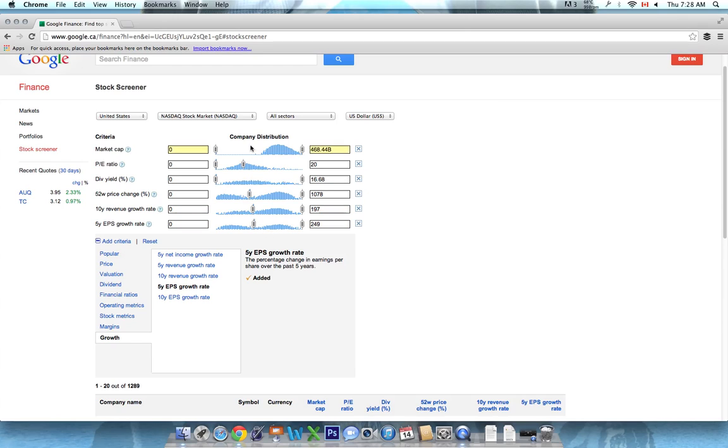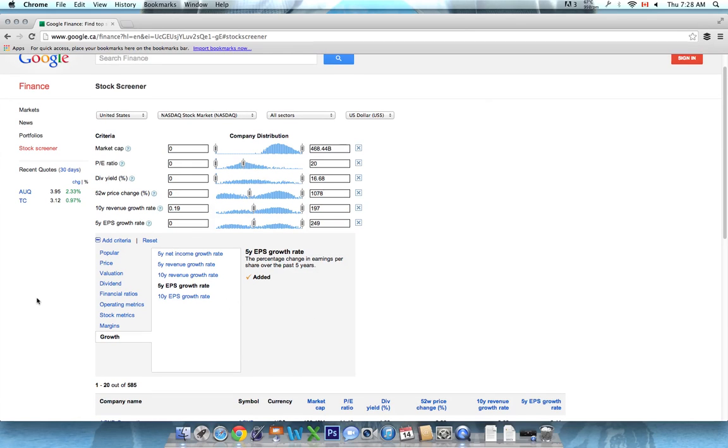And the cool thing about the company distribution is you can see intuitively how stocks are distributed across these criteria. So you're able to move things up a little bit and know that, okay, there's still stocks that I'll get on my screen, which is a helpful feature.